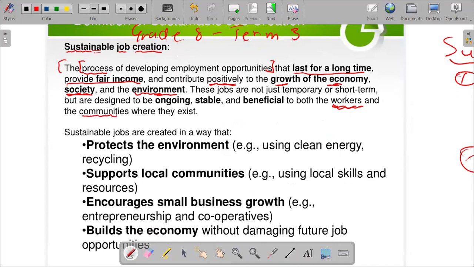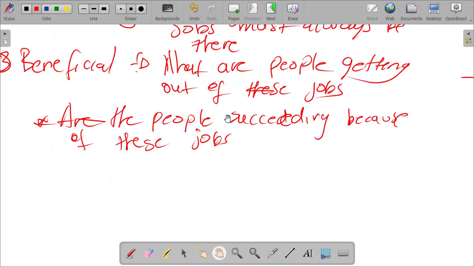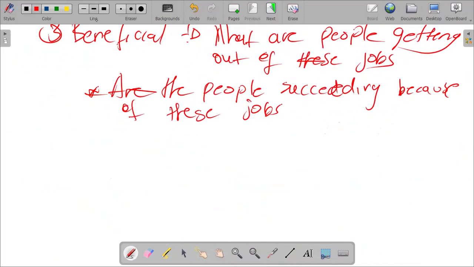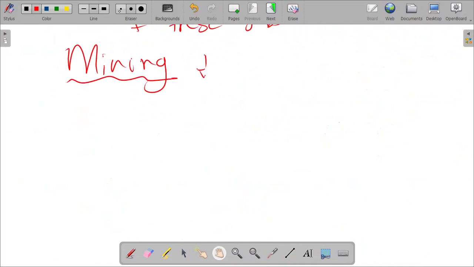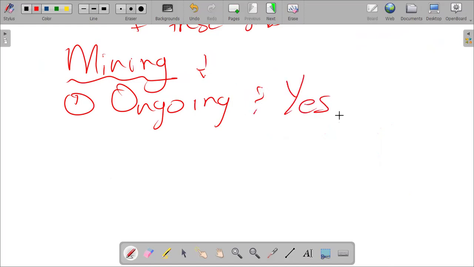community. So for instance, if we take an example of a mining company in a community, and we break it down, number one, is it ongoing? You'd say yes, because mines are always there, and your gold and platinum are always to be extracted from the ground. So is it ongoing? Yes.